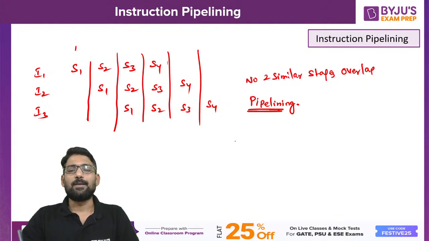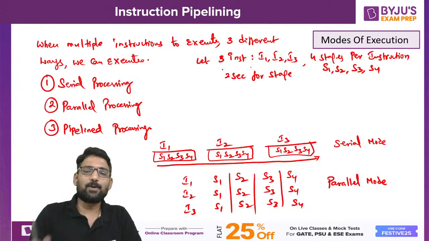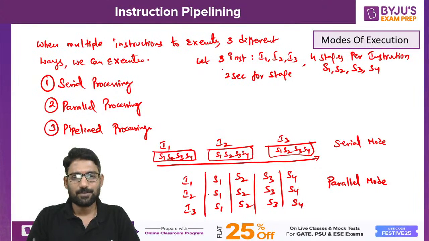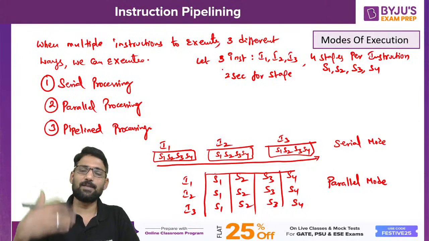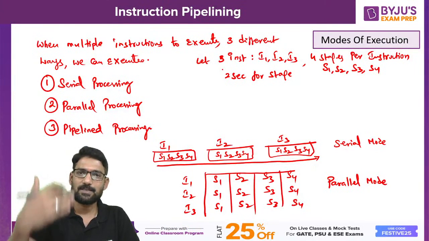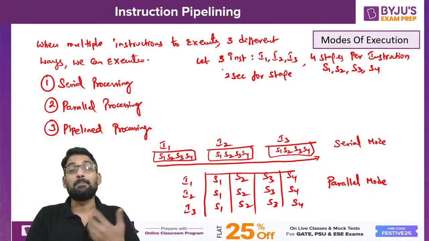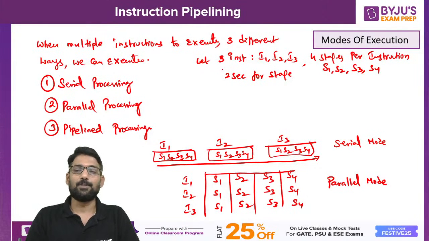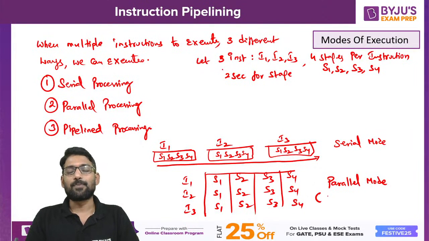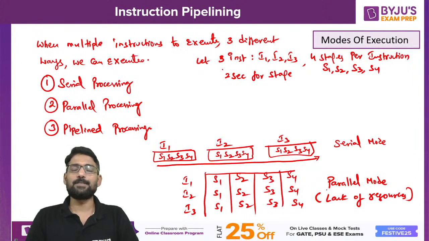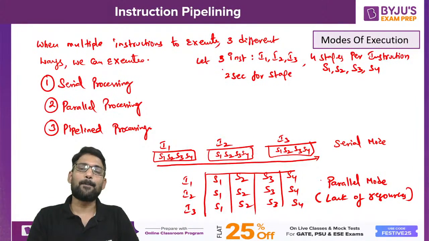Because parallel processing requires many resources. To perform all S1, all S2, all S3, all S4, all same stages at a time, multiple resources are needed. So due to lack of resources, this parallel mode is not feasible. That's why we prefer pipeline mode.